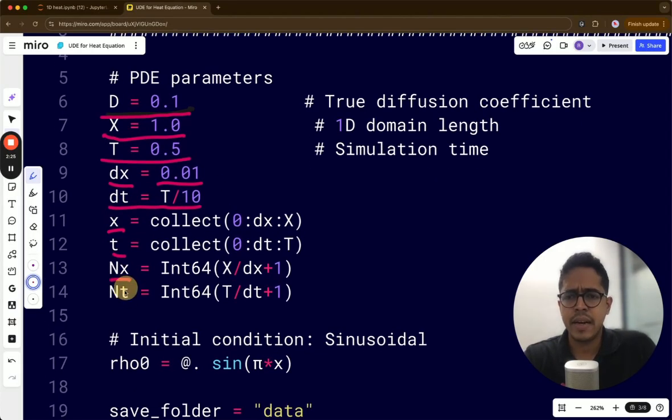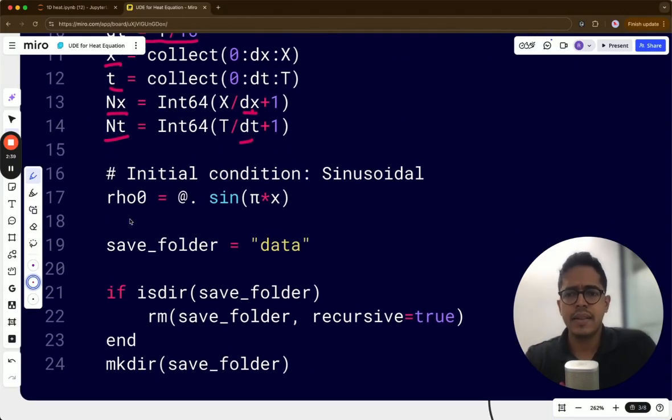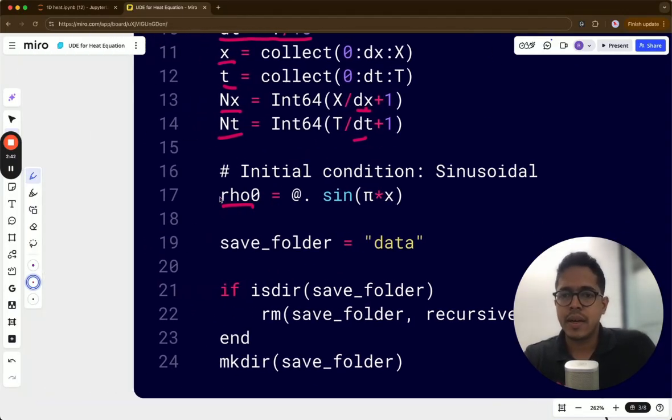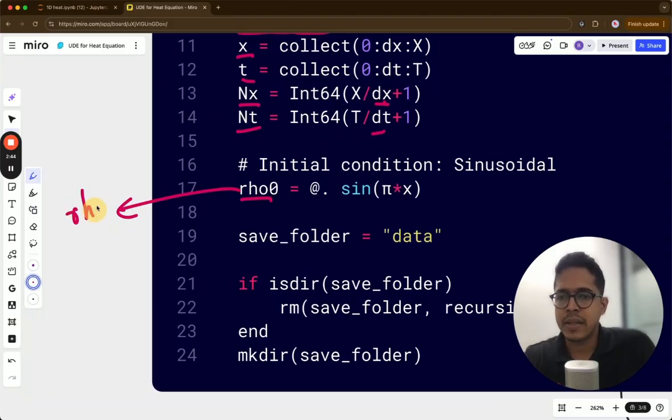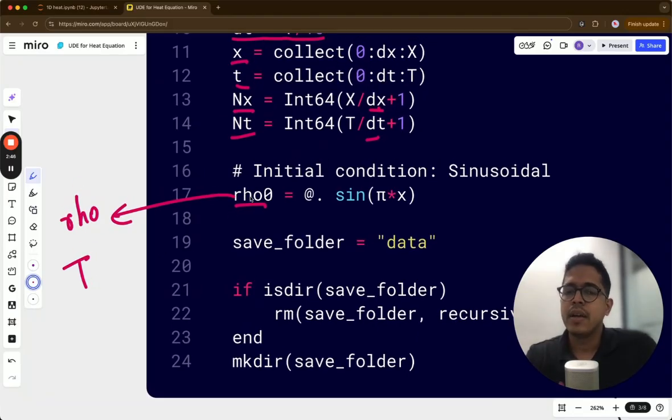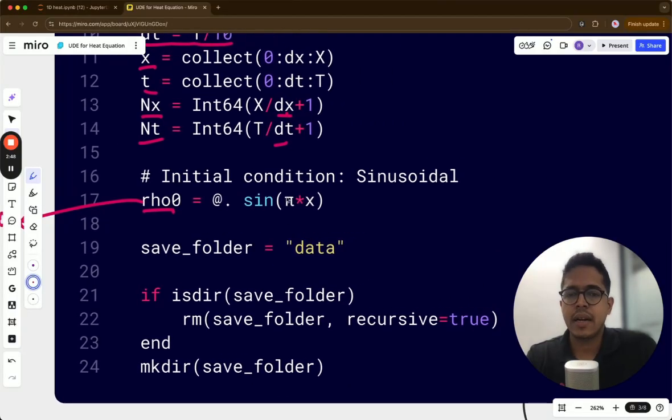And the number of data points is the last term minus the first term, divided by the common difference, plus 1. So the first term is 0, the last term is x or t, and the common difference is dx or dt, plus 1. So this is the number of points in our grid. Then row 0. Here row represents t. So row 0 means t0, the initial condition, and the initial temperature is sine of pi x.